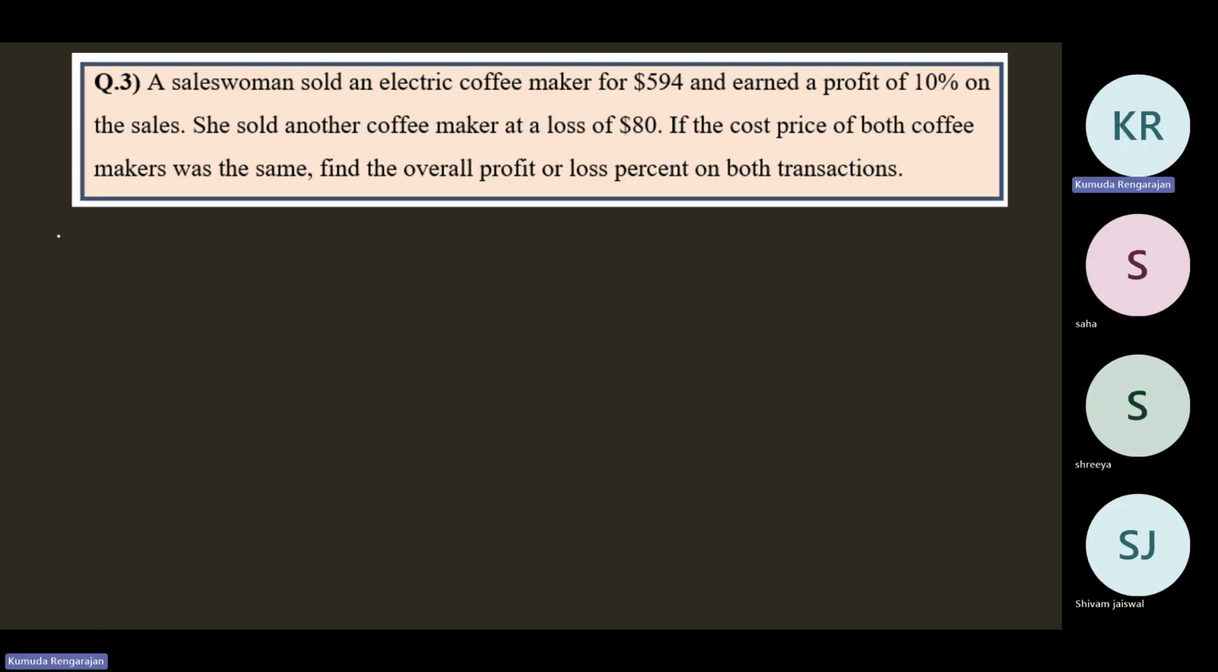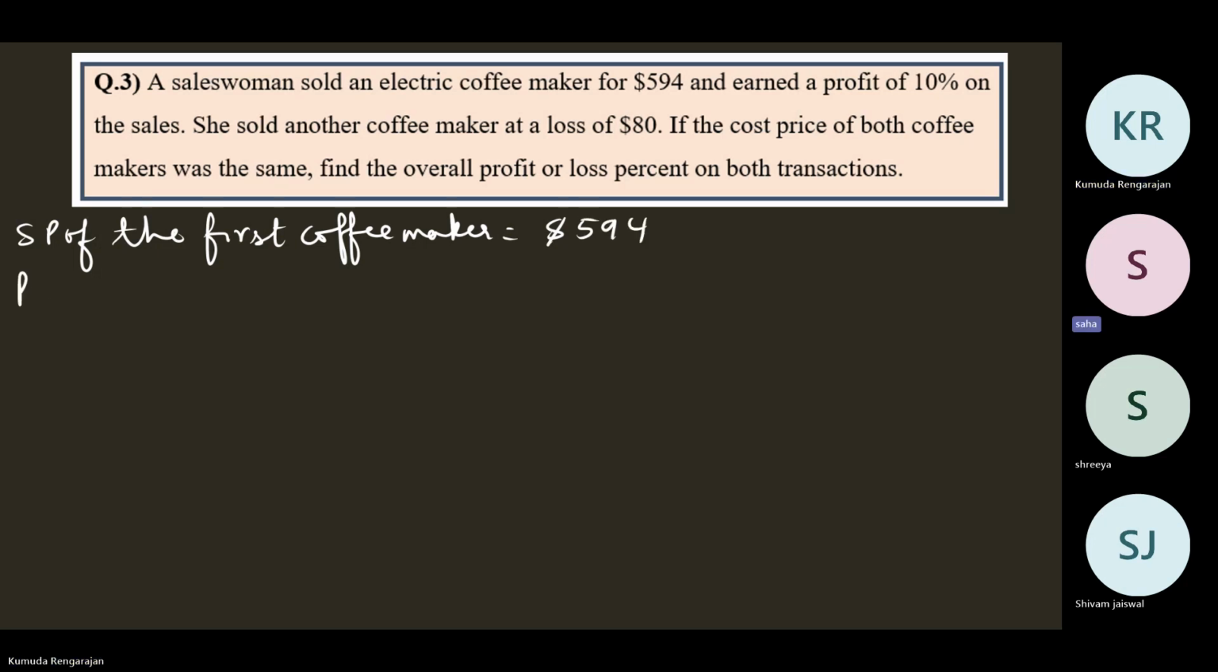What should I write? Selling price, right? SP of the first coffee maker is $594. Correct. Then the profit percent of the first is 10%. So what should we immediately find when we have SP and profit percent? You must immediately find the CP.